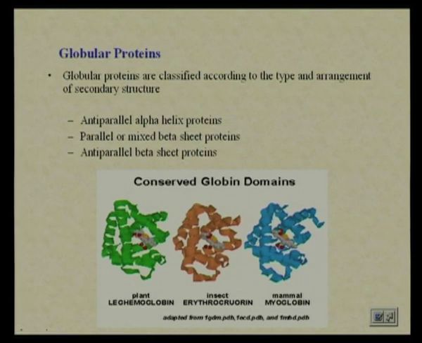You could have, for example, when you are looking at a globular protein, what you are looking at essentially is the globular structure of the protein. Now, if you look at this case, these are all globins. Okay. They are all globulin proteins. This one is from plant, the middle one is from the insect, and the last one is from a mammal. What do you notice here?